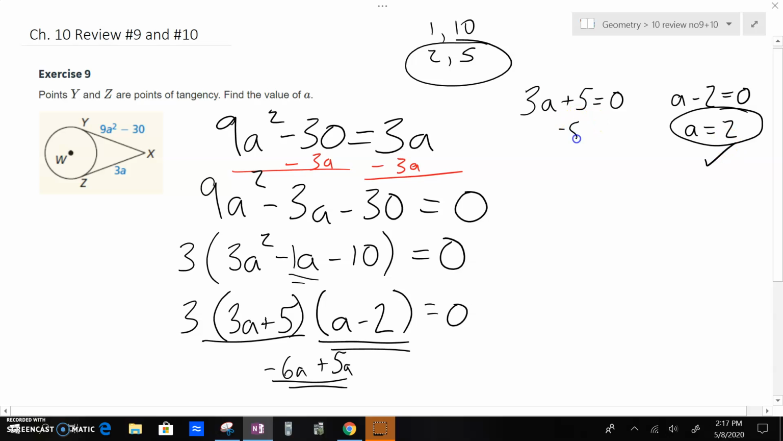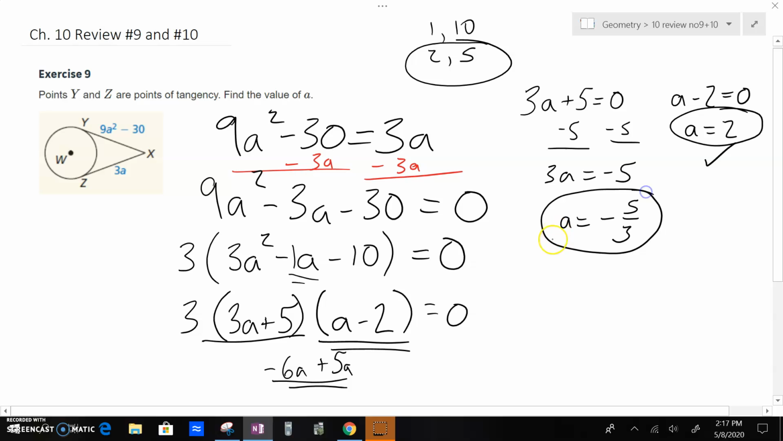And then on this one, we're going to subtract a 5 from both sides. So we get 3a is -5, and then we divide by 3 and get -5/3. Now, it's not a problem that it's a fraction, but in this case, it's actually a problem that it's negative. Because if you think about using that, if you've got a side that's 3 times a side length, it has to be a positive number.